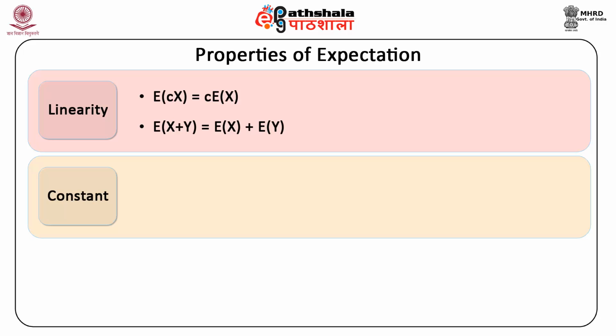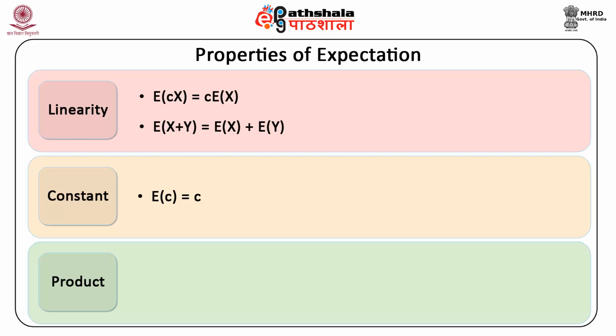Constant. The expected value of a constant is the value of the constant itself. Let small c be a constant. Then E(c) = c. Product. The expected value of the product of random variables is the product of the expected values of the variables. Let X and Y be independent random variables. Then E(XY) = E(X) E(Y).